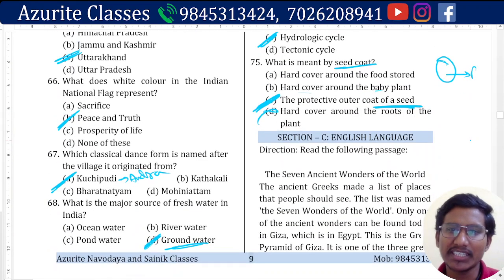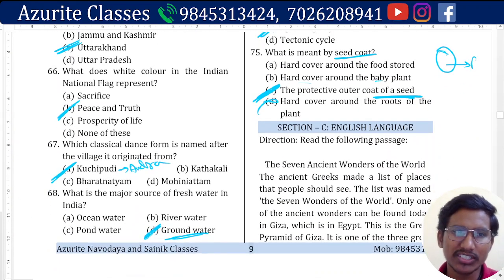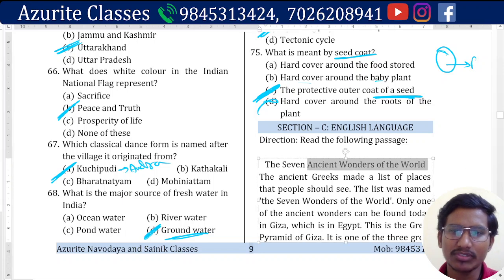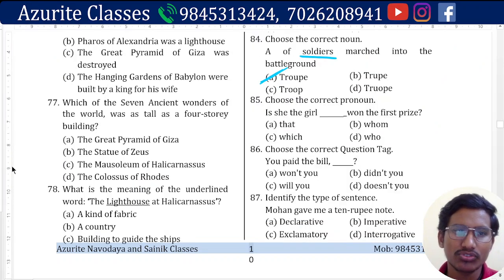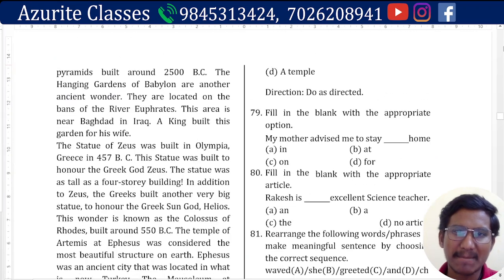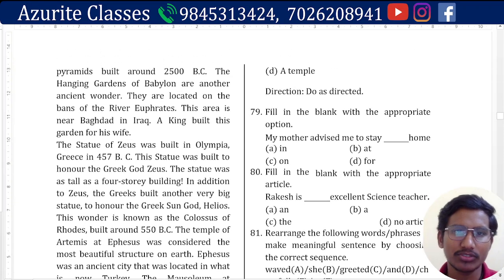Next there is the English section. So English section, seven ancient wonders of the world. So this is given. We'll solve it in the next part. Okay, we'll solve in the next part.